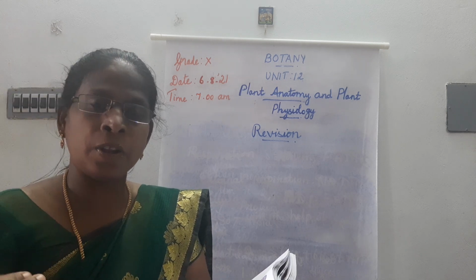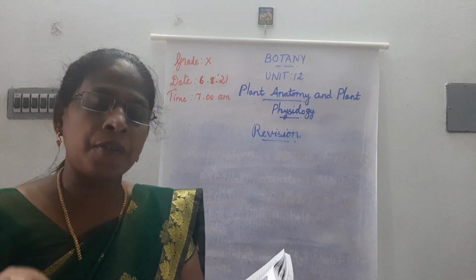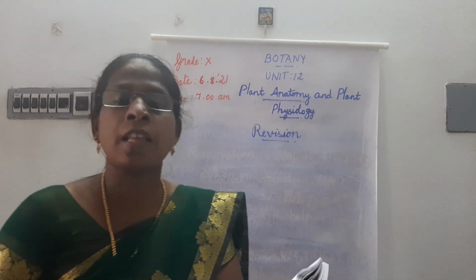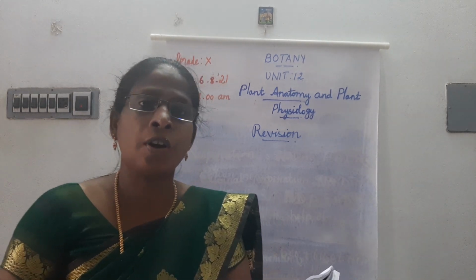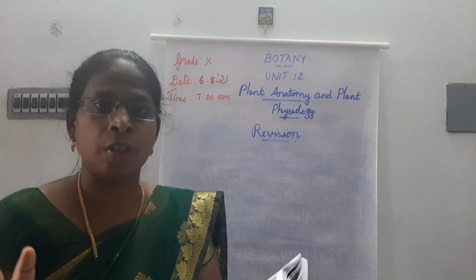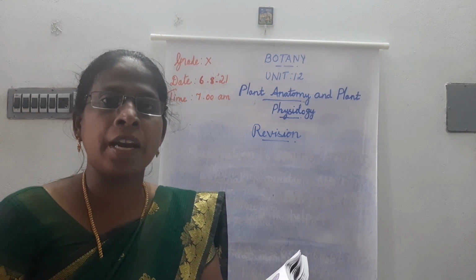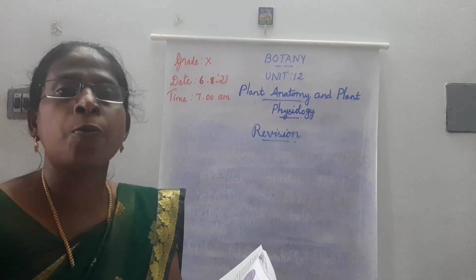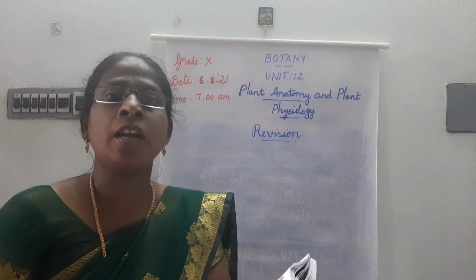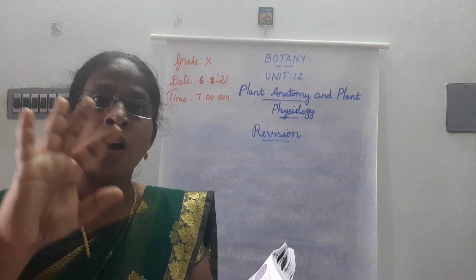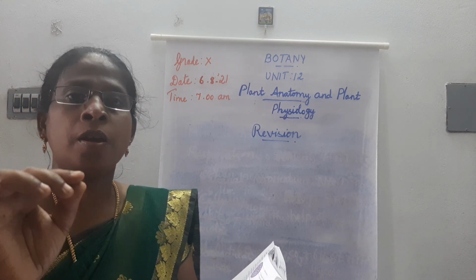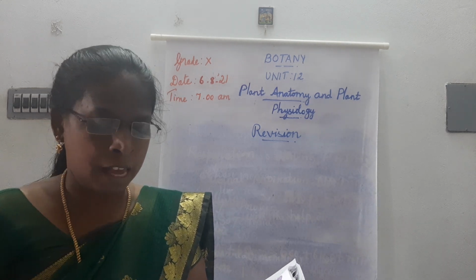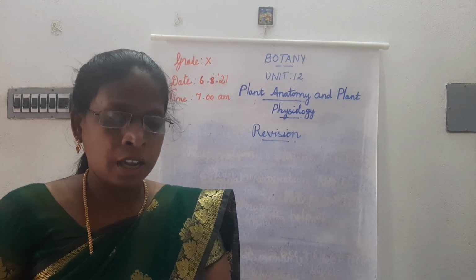It lies just below the upper epidermis. It consists of elongated cells which are closely arranged without any intercellular spaces, and it consists of large amount of chloroplast, so it performs photosynthesis. Next, spongy parenchyma. It lies just below the palisade parenchyma. The cells are oval or spherical in shape and which are irregularly arranged with large intercellular spaces. See, because of the presence of intercellular spaces, it performs gaseous exchange. Okay, so that is about mesophyll.